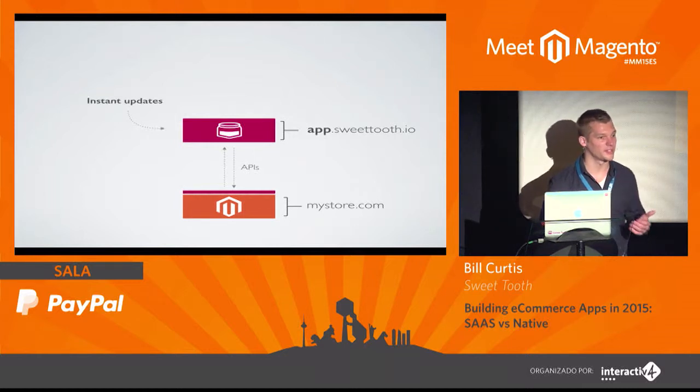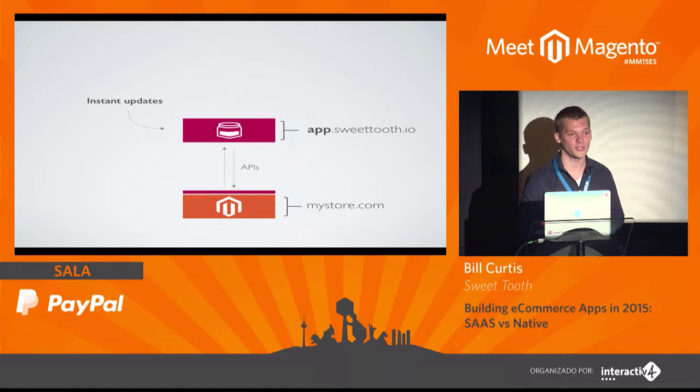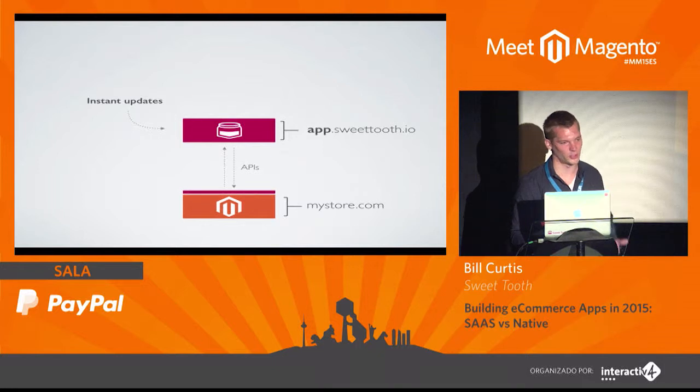So already we have instant updates. Whenever we release new features to SweetTooth, all we have to do is deploy to our own system. And for a merchant to get that update, they just have to refresh the page at app.sweettooth.io, and they have all the new features and goodies that we've been working really hard on. The other thing is we can release security patches instantly. We can release stability and performance increases instantly, and we have control over how that propagates to all the merchants.